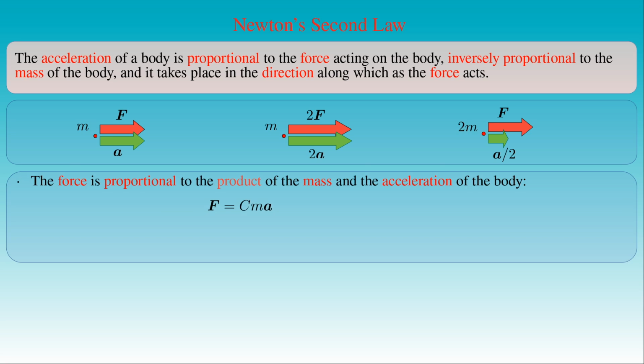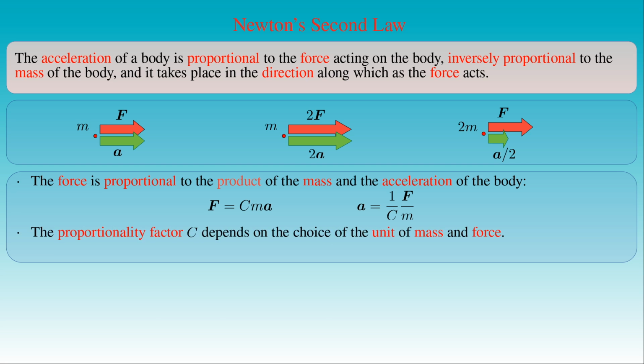That is, the force F acting on a body is equal to some proportionality factor c, times the mass m of the body, times its acceleration a. We can also say that the acceleration of a body is equal to 1/c times the force F acting on the body, divided by the mass m of the body. The value of the proportionality factor depends on the choice of the unit of mass and force appearing in this equation. Since we have not fixed these units yet, we will choose such units which give that the proportionality factor c is equal to 1.